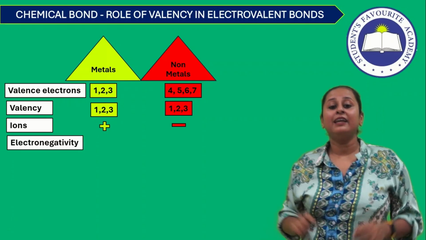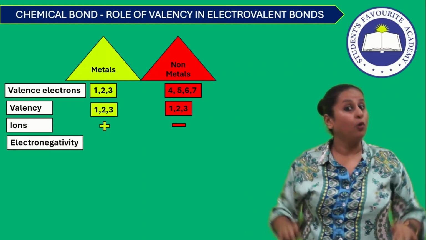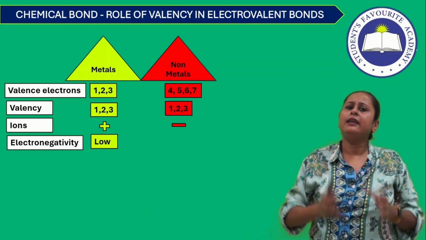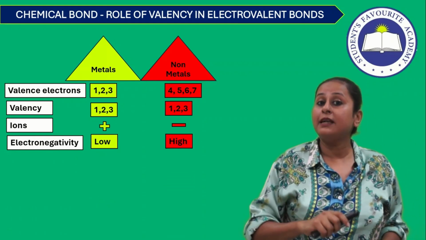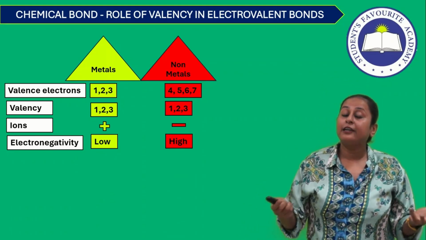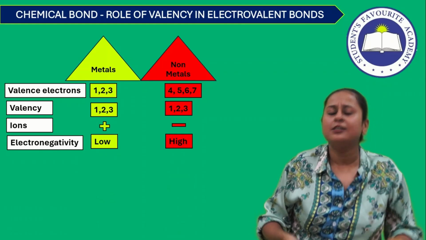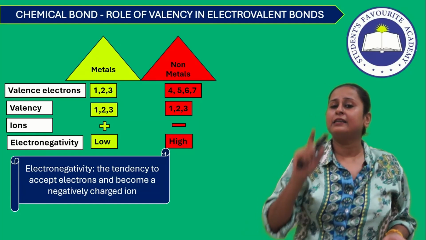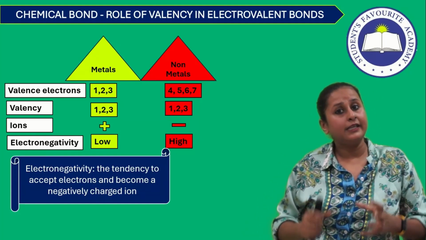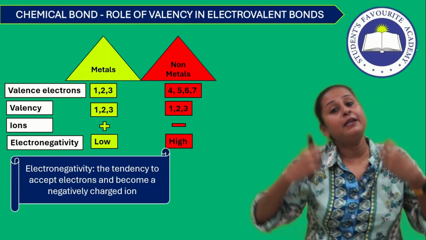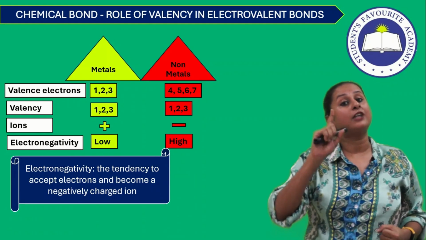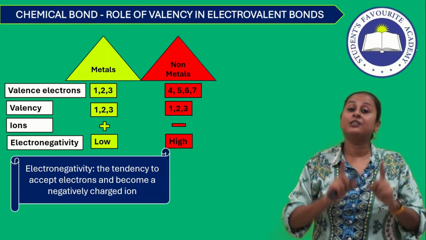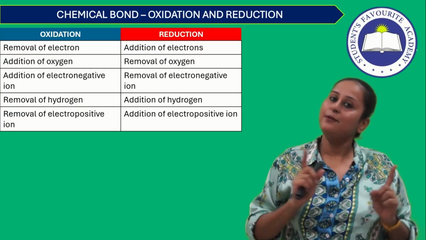Coming to electronegativity, the electronegativity of metals is very low. That means the tendency to gain electrons in metals is very low. Coming to non-metals, electronegativity is high because electronegativity is the tendency of gaining electrons. So electronegativity is very high when we talk about non-metals. What is electronegativity? Let us see. Electronegativity is the tendency of gaining or accepting electrons and becoming negatively charged ions. But this definition of electronegativity is incomplete. Its definition will be complete after we study our covalent bonds.